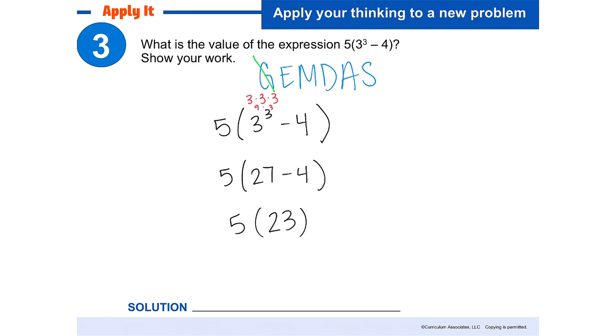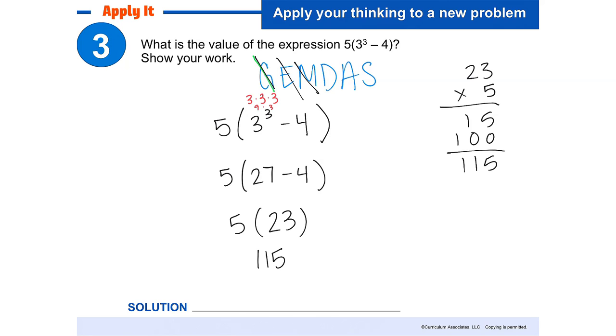Rewrite my problem. I've done my grouping. I don't see any exponents, but I do see that there's some multiplication that needs to be happening here. So I'll do 23 times 5. We have 15. Okay, we come out with 115. Okay. I've done multiplication. I have no division. I don't have addition or subtraction, so I know that my answer is final. Ta-da!